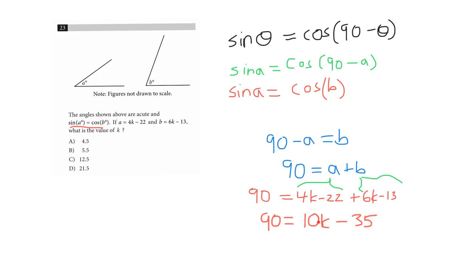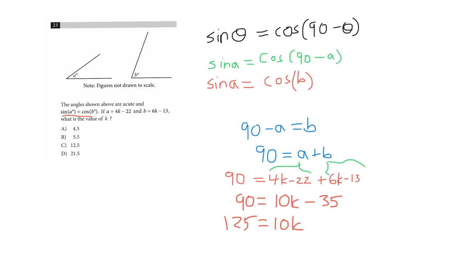Obviously, it would be a good idea to get this 10K term by itself in order to solve for K. So we're going to add 35 to both sides. 10K, therefore, equals 90 plus 35, which is 125. And then the final step would be to divide by 10, which gives me 12.5. I don't even need a calculator for that because dividing 125 by 10 is nothing more than moving the decimal place over once to the left. Therefore, answer C is the answer. There we go, moving on.